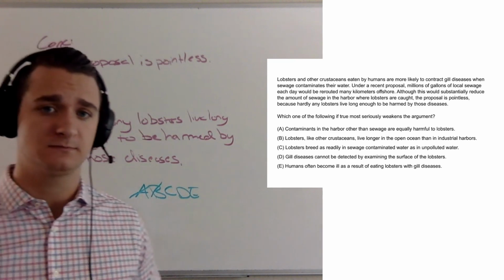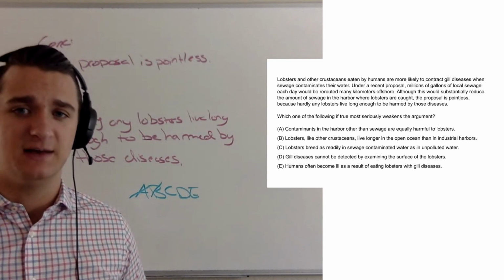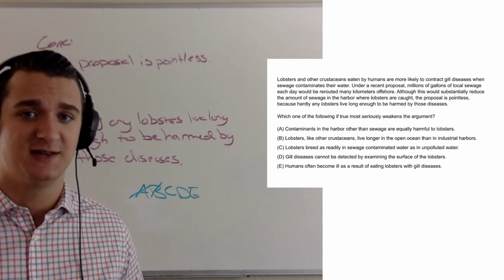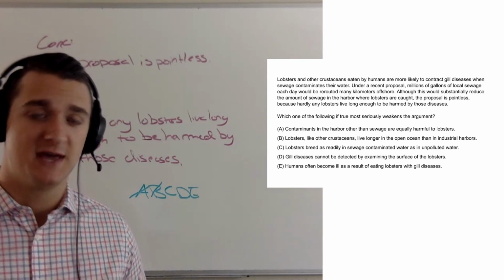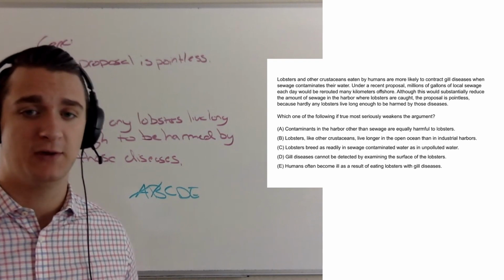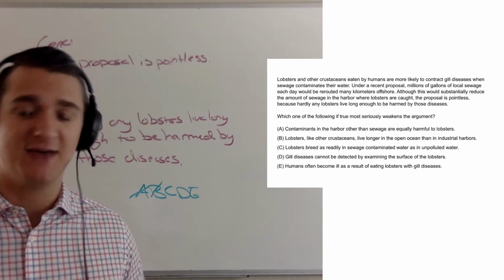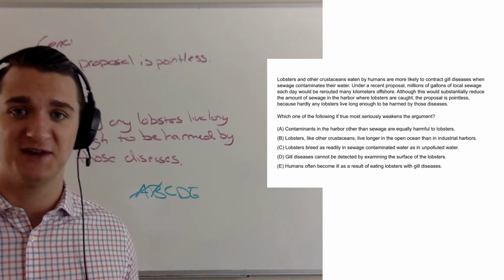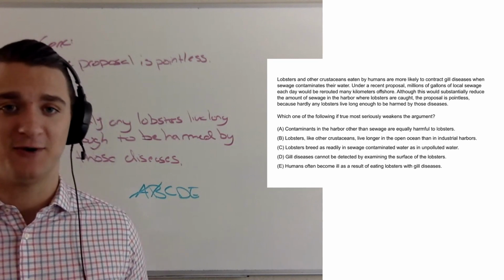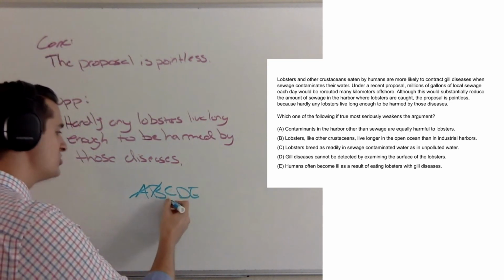With C, lobsters breed as readily in sewage-contaminated water as in unpolluted water. Well, again, that doesn't weaken the argument. Maybe you could make the argument that they aren't harmed by the diseases, but they don't breed well in contaminated water, so we should remove the sewage. But this comes along and says, actually, they do breed as readily in sewage-contaminated water as in unpolluted water. They're just as fine in sewage-contaminated water. So again, it makes me think the proposal's kind of pointless, which kind of strengthens the argument.